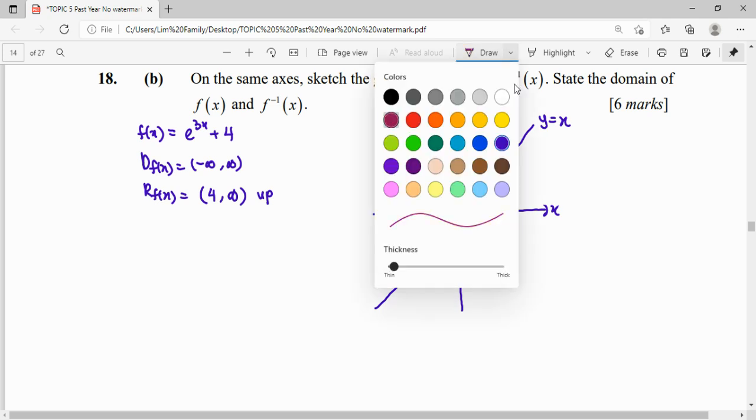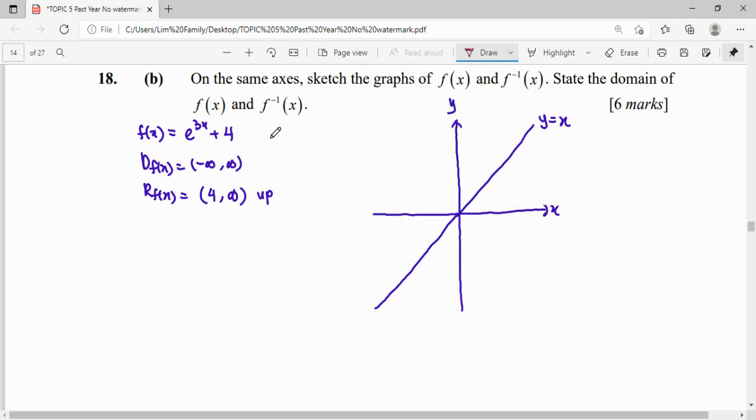So we will draw our first graph, the exponential function. Start with the asymptote y equals 4. You can see 4 here in the range, so y equals 4. This is our asymptote where y equals 4. And then our exponential function has power 3, which is positive, so it will shoot up at the right hand side. So this will be our exponential function.